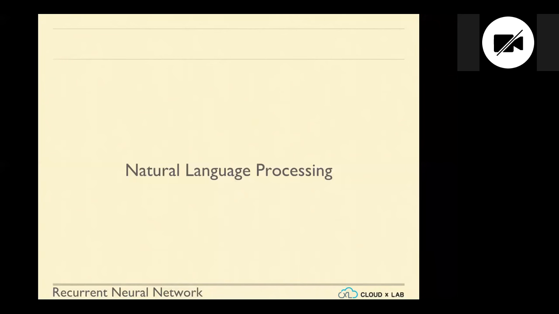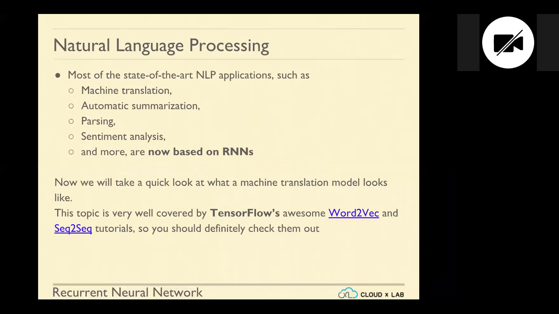One of the most popular use cases of the recurrent neural network is natural language processing. Most of the state of the art NLP applications such as machine translation, automatic summarization, parsing, sentiment analysis, and many more are now based on RNN. So we'll take a look at what a machine translation model looks like.